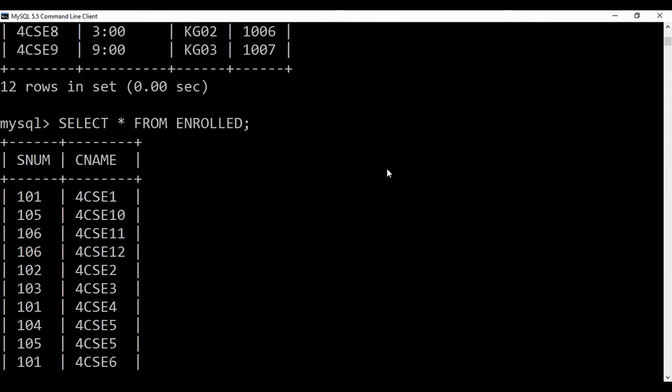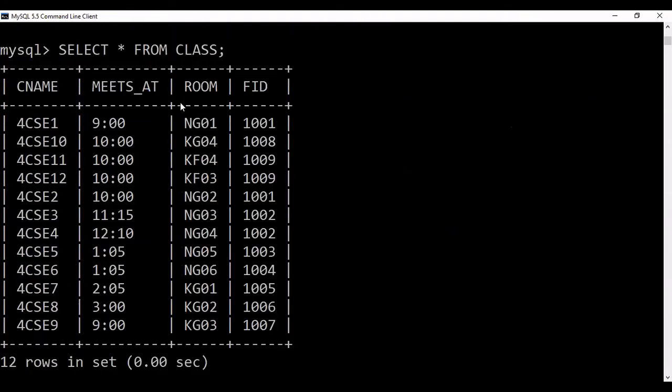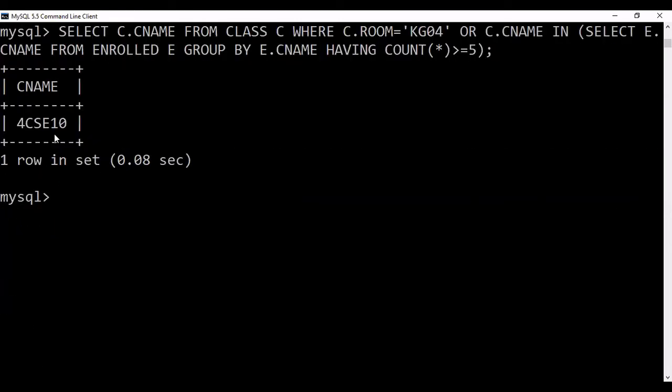You can see here, if it is class, where is class? Class KG4. Where is KG4? Here KG4, which class name is assigned? 4 CSE 10. So we are getting 4 CSE 10, this one.